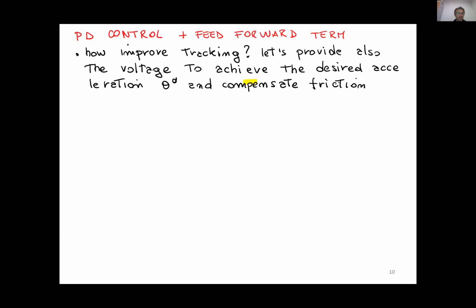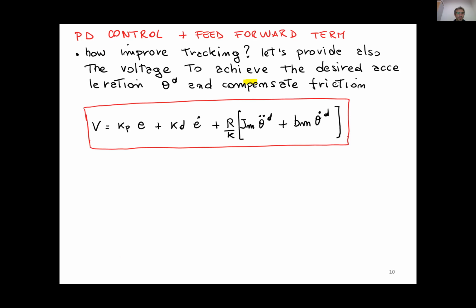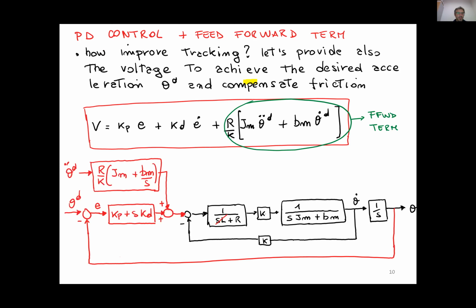So to achieve the desired acceleration, we can already provide the voltage necessary to achieve that acceleration and also compensate for friction. If we have the desired acceleration and desired velocity, we can pre-compute the friction torques and compute the voltage to compensate for these friction torques, in addition to the feedback of the PD control. And so this is a feed forward term that is added.